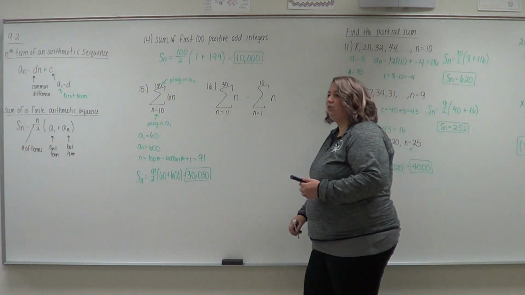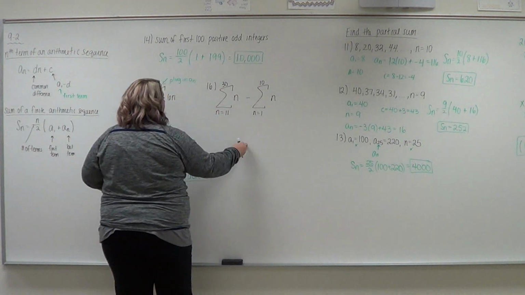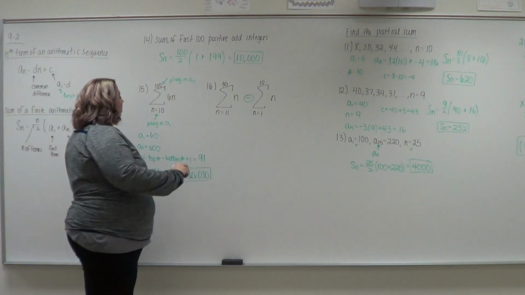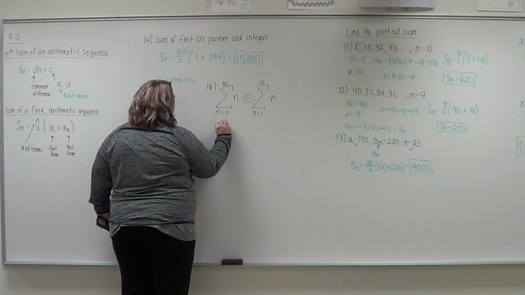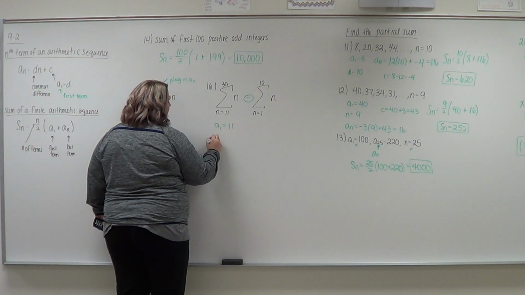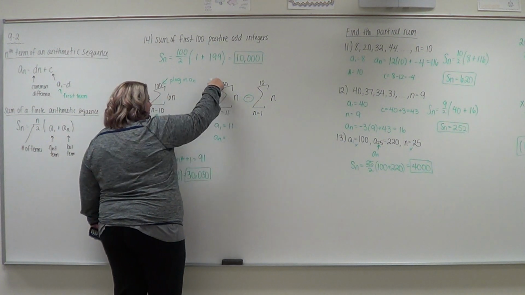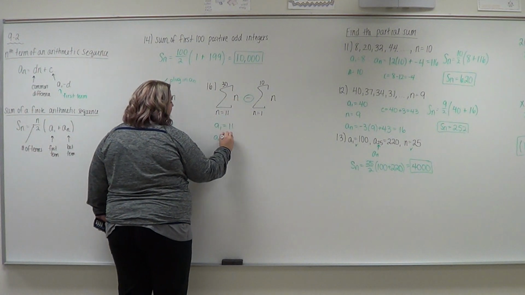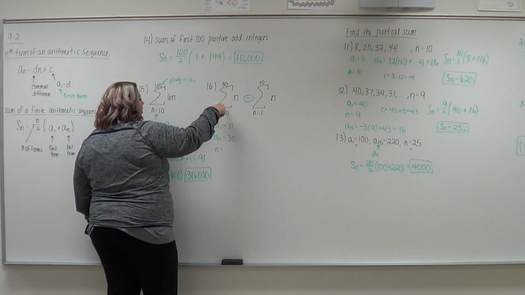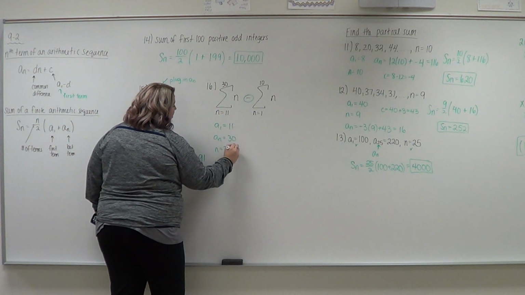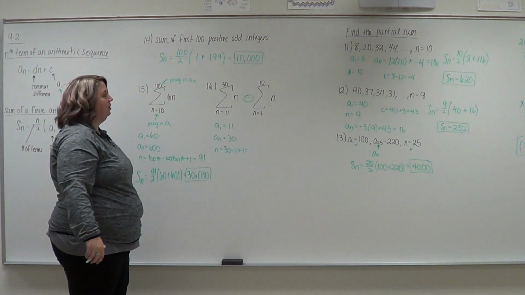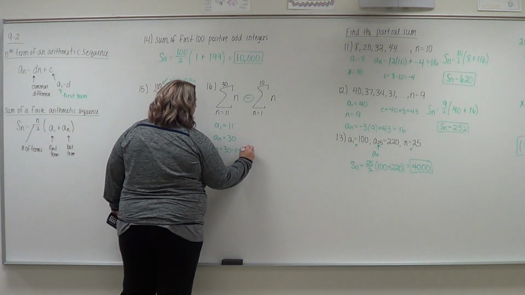Okay, 16, I have two sigmas. I'm going to find my first one, find my second one, and then I do what it says in between. So if I want to find A1, I plug in my bottom number. So I'm going to plug in 11, so my A1's 11. If I want to find my AN, I plug in my top number, so I get 30. To find N, I take my top number minus my bottom number plus 1. Well, 30 minus 11 is 19, plus 1 would be 20.